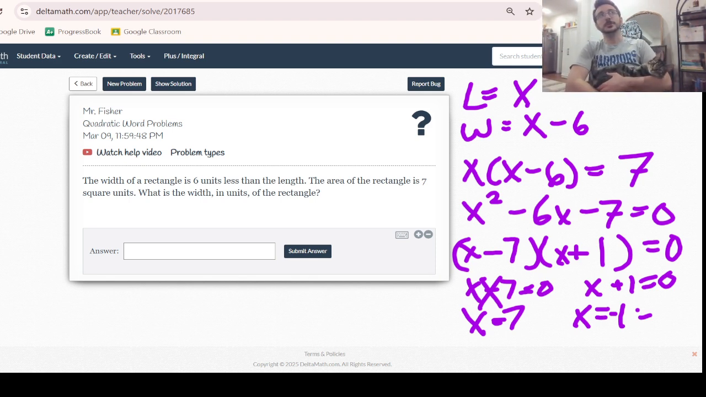Think about like a fence in your yard, and you had a bunch of wood and you were making it. You can't have a piece of wood that's negative 1 foot long. You can't have a negative width.